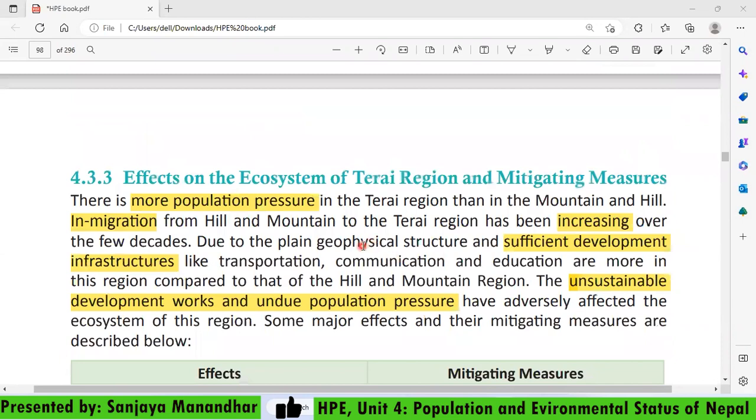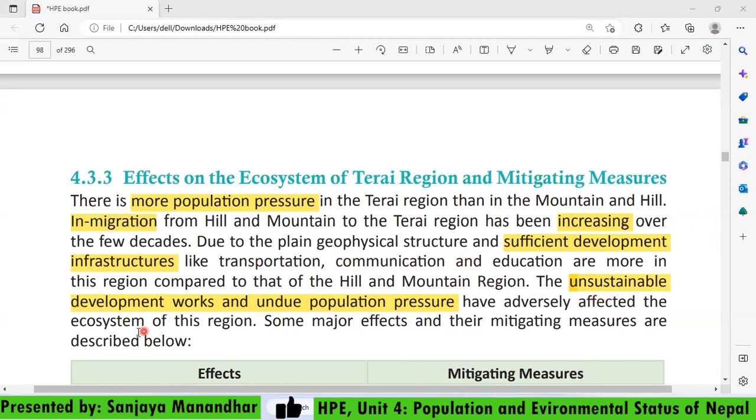Now we can go to the effects of human activities on Tarai region, okay? Ecosystem of Tarai region. Look here, the introduction. In Tarai region, there is more population pressure, you have to know that. And in-migration is increasing in Tarai, means from Himalayan and hilly region, people are coming to Tarai region. And similarly, development is sufficient. Infrastructural development is sufficient, like transportation, communication. So it is the most developed ecological region.